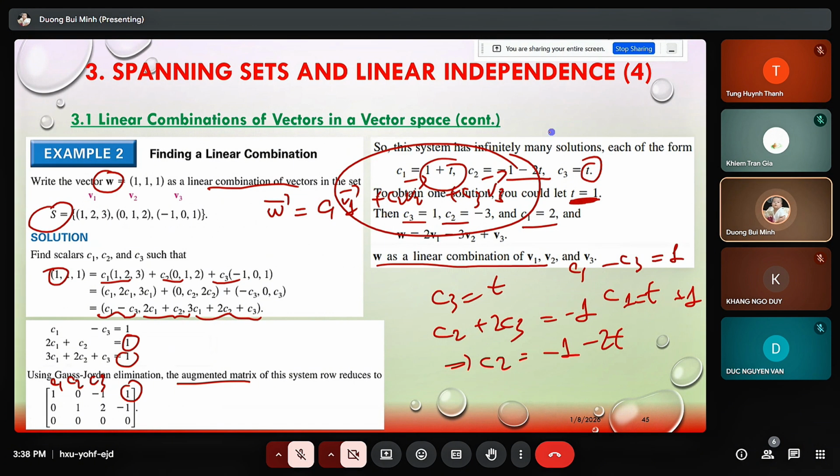Or we can say we have this subspace, right? What is the subspace? The subspace W is (1 plus T, minus 1 minus 2T, T). This is the subspace. You understand?